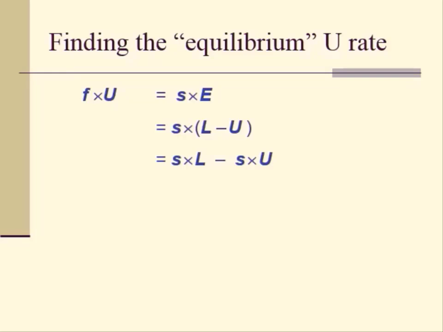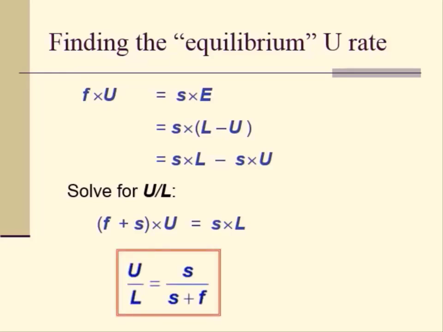To solve for U over L, I gather all the U terms to the left-hand side and factor, and I get, on the left-hand side, F plus S times U. On the right-hand side, what's remaining is S times L. The final step is dividing both sides by L, and also dividing both sides by S plus F. Then I can derive this equation: the natural rate of unemployment, U over L, equals S over S plus F. So now we express the natural rate of unemployment in terms of both exogenous variables, S, the rate of job separation, and F, the rate of job finding.